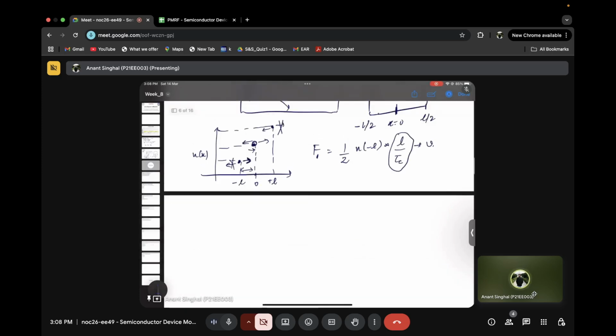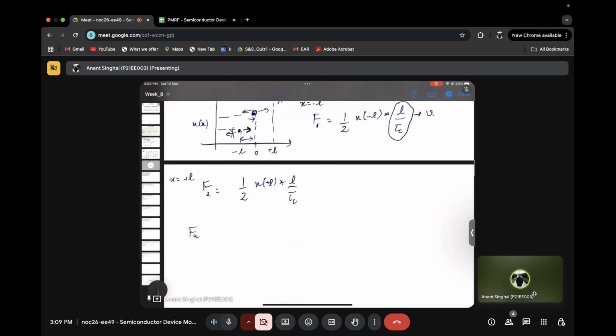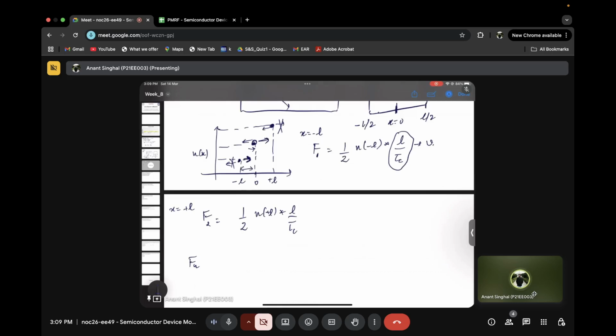Similarly, for the flow F2 for this particle, it again has half probability, times the concentration at plus L, and the flow of electrons would be L by tau c. So the speed will be the same. This is for x equals minus L, and this is for x equals plus L. One was going outside and one was going inside of this particle, so the total would be the subtraction of these two, F1 minus F2. If I write that, it comes out to be 1 by 2, L by tau c, which is constant, times N at minus L minus N at L.